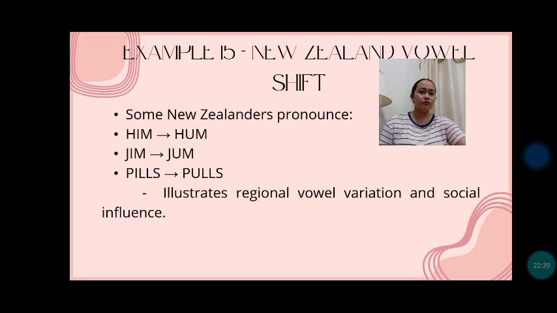Next, I have here an example from the book by Holmes, the New Zealand vowel shift. From here, some speakers pronounce him as hum, Jim as drum, and pills as pulse. This shows how even small vowel changes can signal where someone's from or what social group they belong to. So these shifts are subtle but they carry strong social meaning.